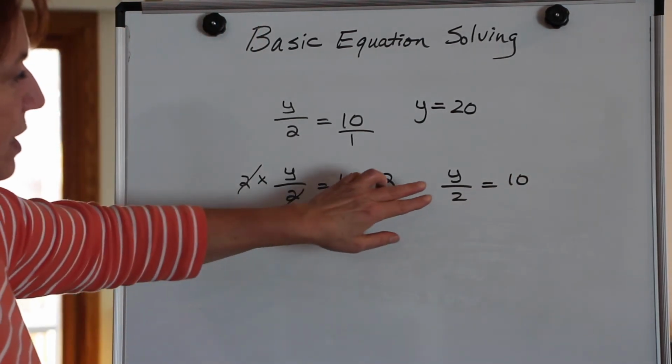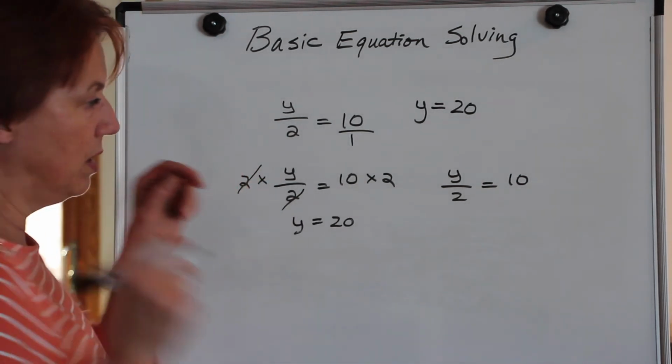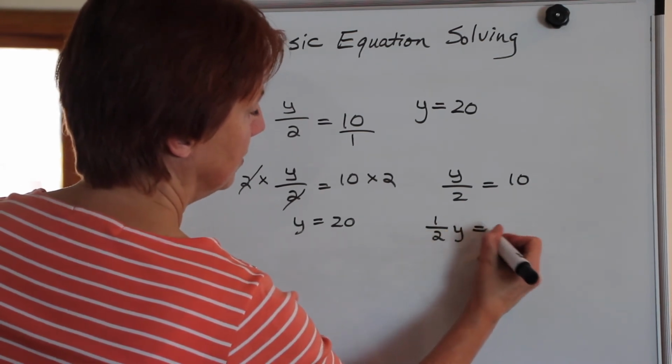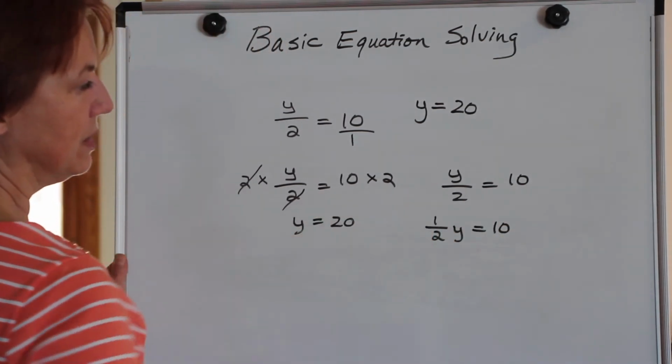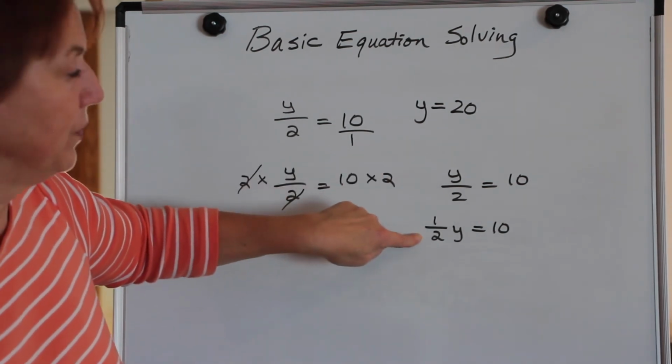Multiplying both sides by the reciprocal of this number that's standing next to the y. So here's something a lot of teachers will not show you or explain to you. That's the same as that. Okay, the coefficient on that y is 1 over 2.